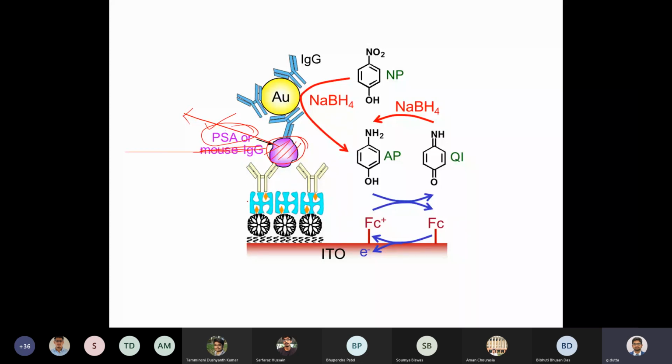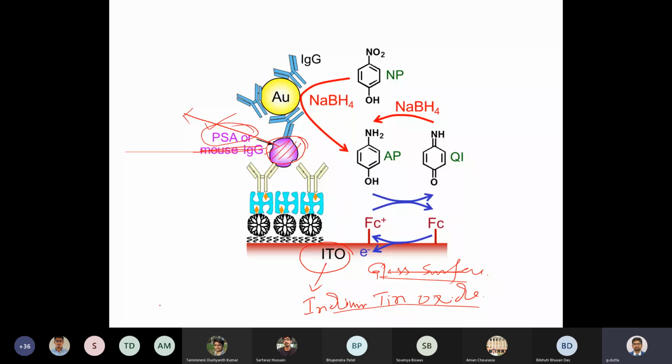So what we will do? First we have to choose a transducer, right? On that transducer, we will develop step by step our biomaterials. Then we will detect our prostate cancer. So here, ITO. What is the full form of ITO? ITO is indium tin oxide. So this is kind of nanoparticle. It's very, very small indium tin nanoparticles actually coated on the glass surface. So on the glass surface, indium tin nanoparticle is already coated.